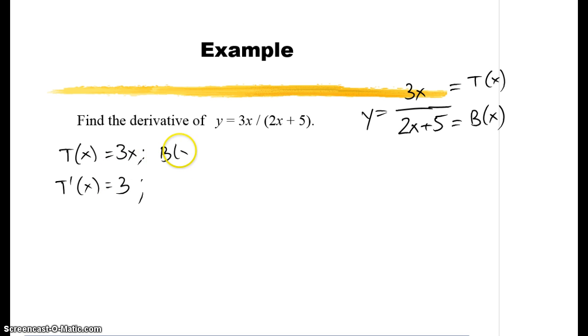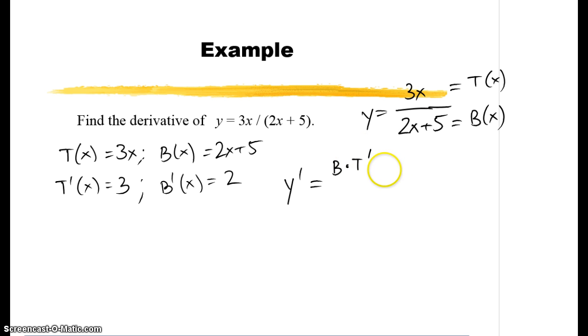If b of x is given by 2x plus 5, the derivative of that is 2. And that's all I need in order to use the quotient rule. According to the quotient rule, the derivative of my function is going to be the bottom multiplied by the derivative of the top minus the top multiplied by the derivative of the bottom, all over the bottom squared, right?